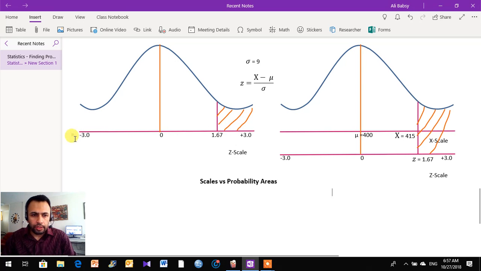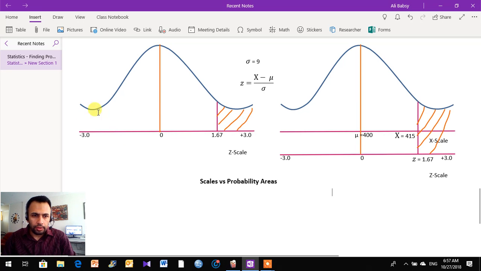So never confuse between the z scale and the area under the curve. They are totally different things. So area under the curve, it's given in the z table. You have to look inside the table to get the area under the curve. They are starting from very small values such as 0.0003, and they go to 0.9998 or very close to 1.